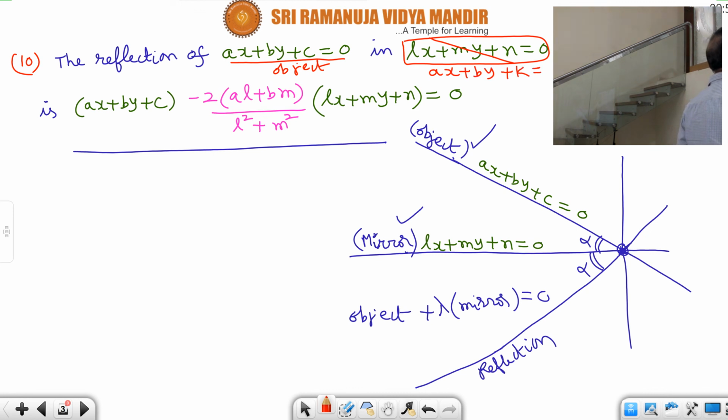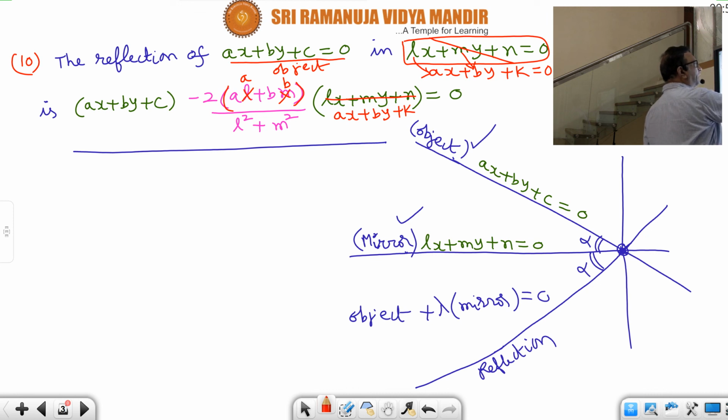So in the place of the mirror line, I have put a parallel line, ax plus b. So therefore in the formula also, in place of lx plus my plus n equal to 0, I have to put what? And also, in place of l, I have to put a. In place of m, I have to put b. l is to be replaced by a, and m is to be replaced by b. So what is the numerator now in the bracket? a square plus b square.